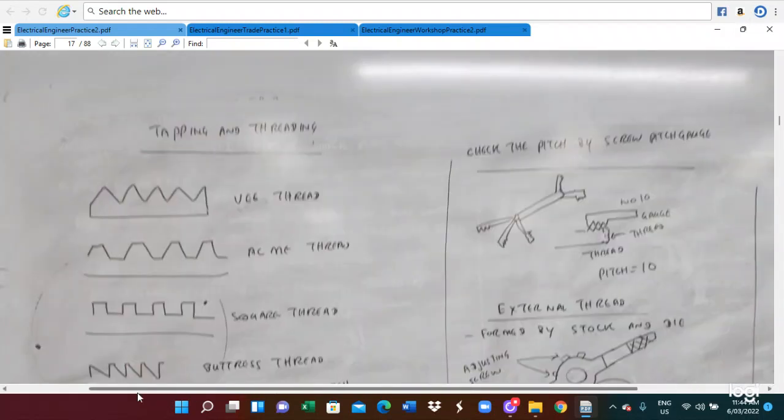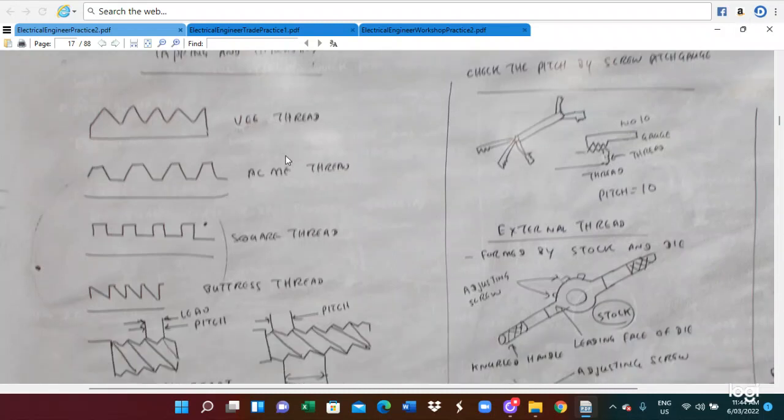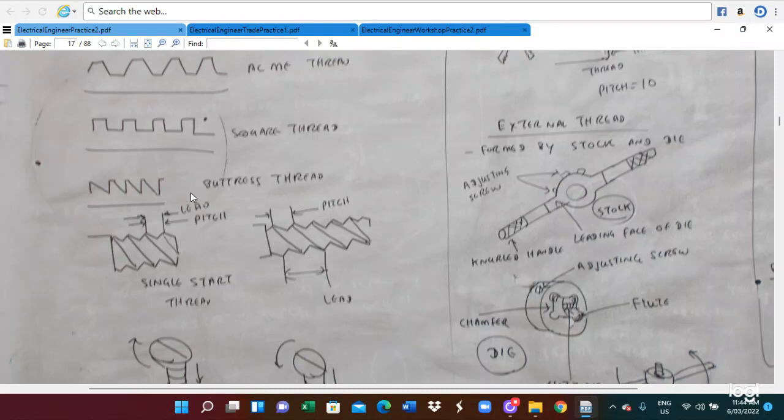In the meantime, we also need to do tapping and threading. To join one component to another component, we have to do this tapping and threading. So this is the kind of tap. This is what we call the V thread. This is the ACME thread. Here is a square thread. Here is a buttress thread.